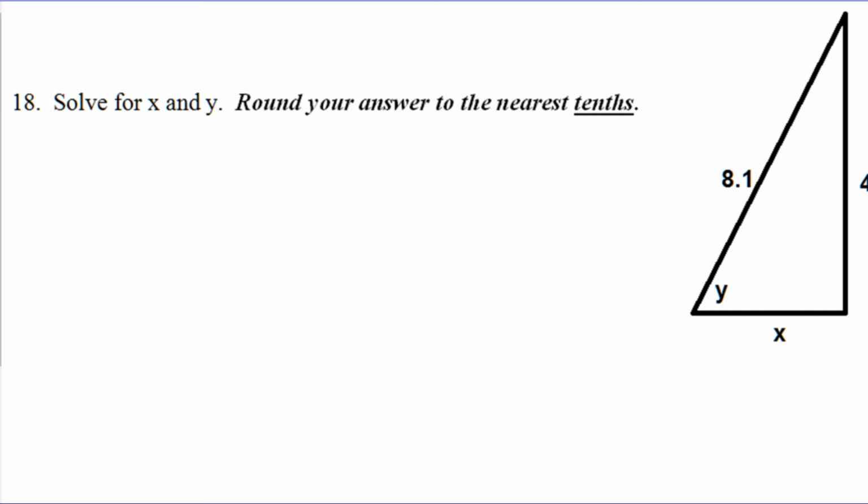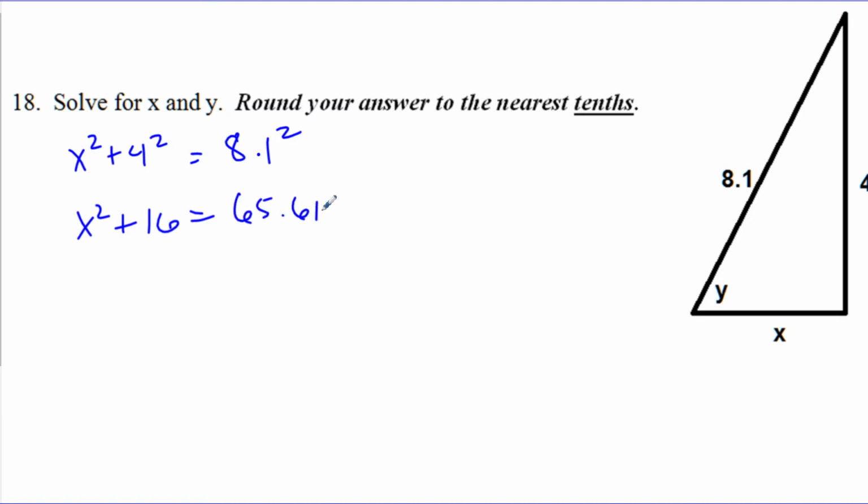To find the missing side, we can just use the Pythagorean theorem. I can say x squared plus 4 squared equals 8.1 squared. Okay, so 4 squared we know is 16. So this says x squared plus 16. 8.1 squared is going to be a little bit bigger than 64. 8.1 squared equals 65.61, which I'm not going to round. I'm going to subtract 16 off that, and that's going to leave me with 49.61.